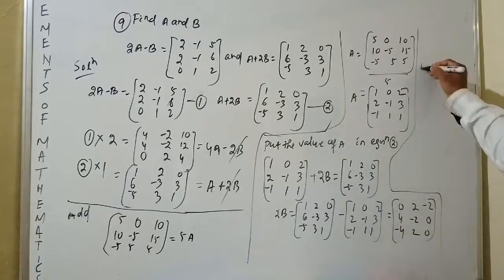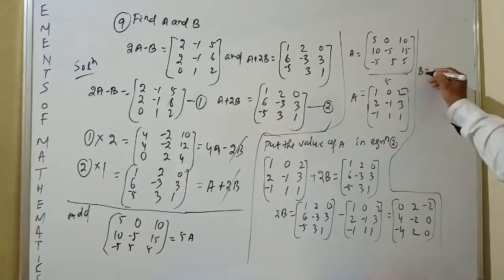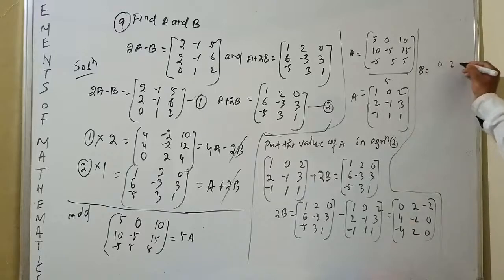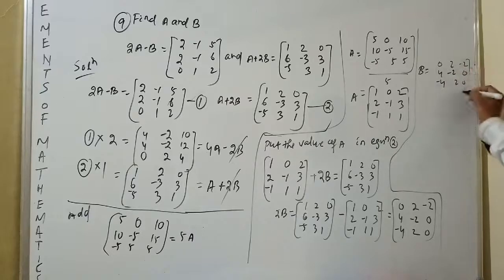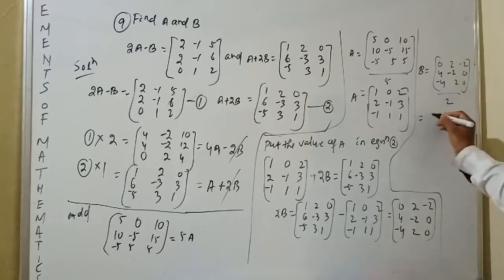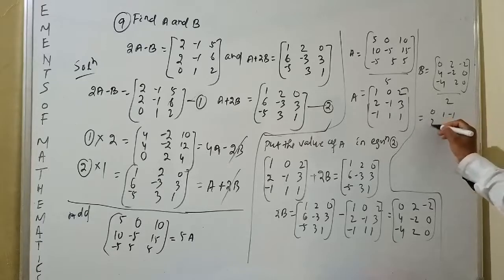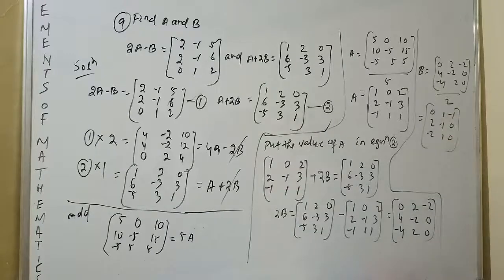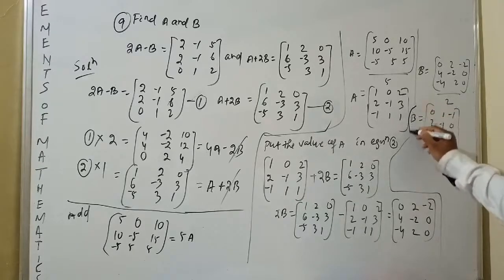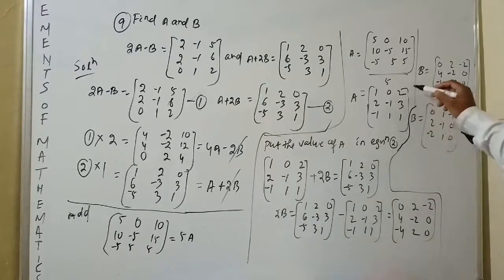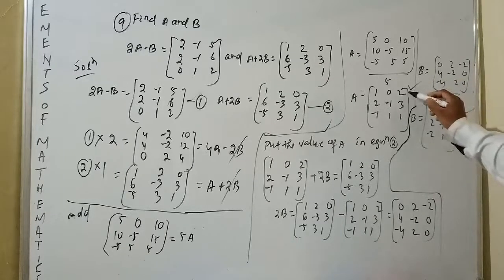2B is equal to this. B is equal to this matrix divided by 2. B is equal to this matrix 0 2 minus 2 4 minus 2 0 minus 4 2 0 divided by 2, which is equal to 0 1 minus 1 2 minus 1 0 minus 2 1 0. This is your matrix B. So A is equal to this and B is equal to this is your answer. Okay.